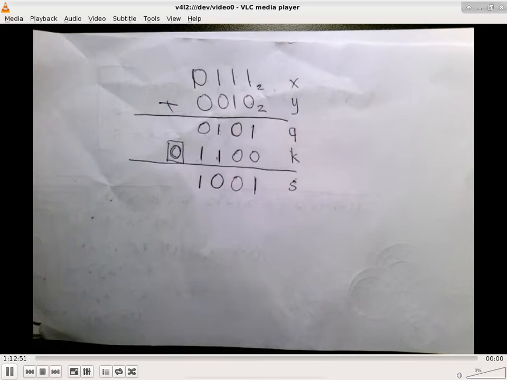Now, the reason why we want to denote an overall carry is because when you're dealing with a 4-bit adder, then you only can use 4-bit numbers as inputs, as well as the output. So when you add 4-bit numbers, the input X has to be a 4-bit number. The input Y has to be a 4-bit number. But the output, which is sum, S, also needs to be a 4-bit number.